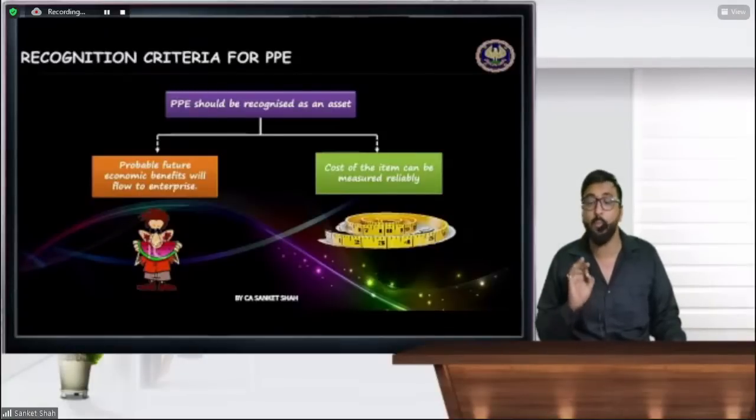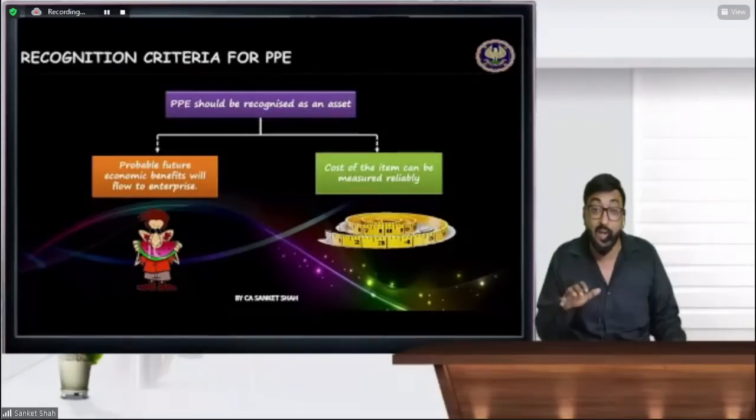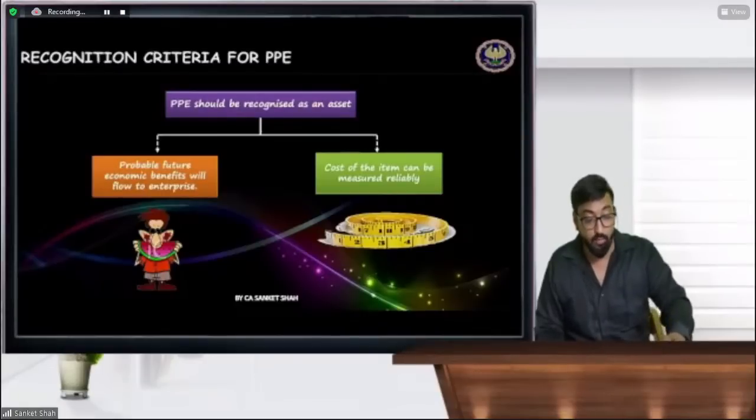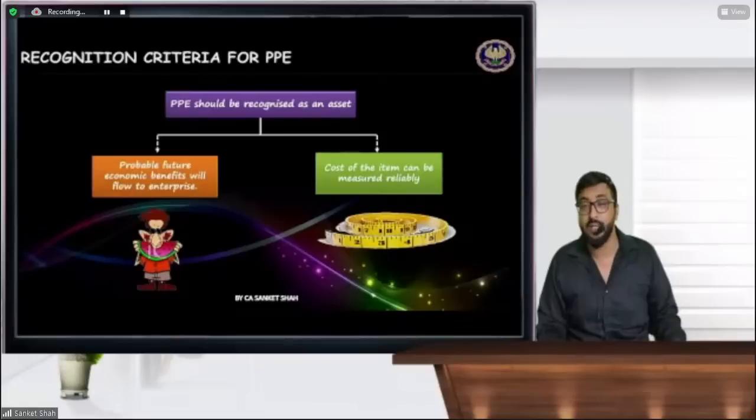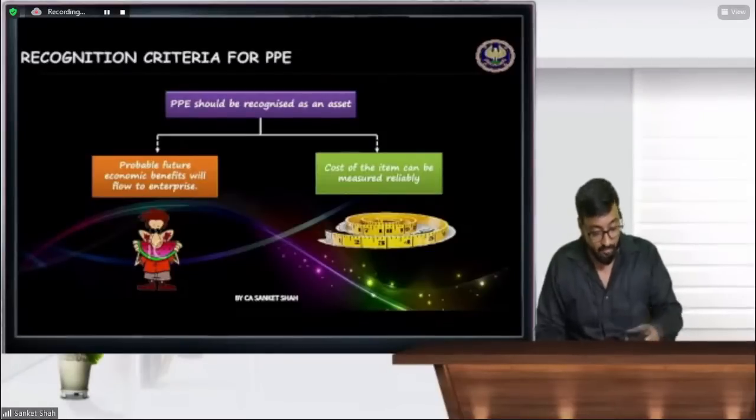Now what is probable? Probable means more than 50% chances. Not possible. Possible means less than 50%, and probable means chances are greater than 50%. Now, after learning accounts from Sanket sir, it is probable that you are going to pass the exam. It means there are more than 50% chances that you will pass your exam. It is called probable. So probable and possible are two different concepts.